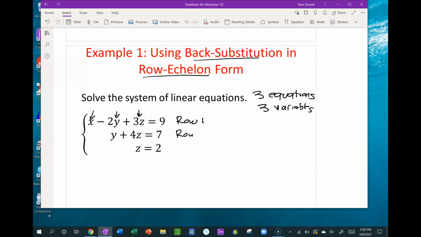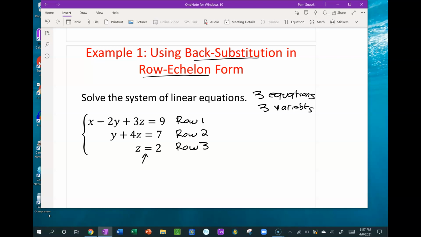The second row, which I'm calling row two, only has two variables. It has just the y and just the z. And then our third row, row three, only has one variable, and that is z. Z equals two. So in fact, that equation is already solved for us. So that's what row echelon looks like. You have three variables in the first row, two in the second, and those two are y and z, and one in the third, which is just z. And notice here, we have these open spaces because there's no x in equation two, and there's no x or y in equation three. So that's what row echelon form looks like.